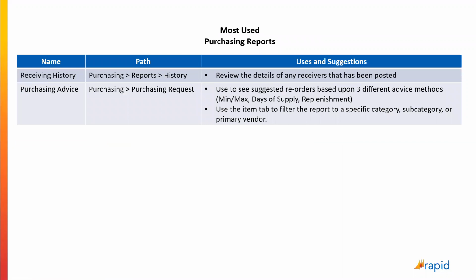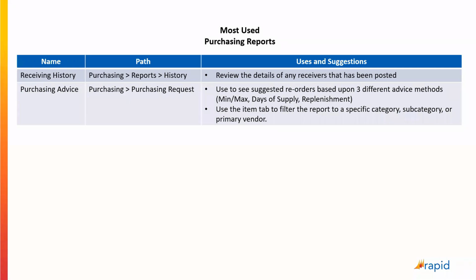Purchasing reports, let's move on. Receiving history is a really common report for people to take a look at. How much did I receive? How much did I order from this vendor last month, this year, last month, this month last year?